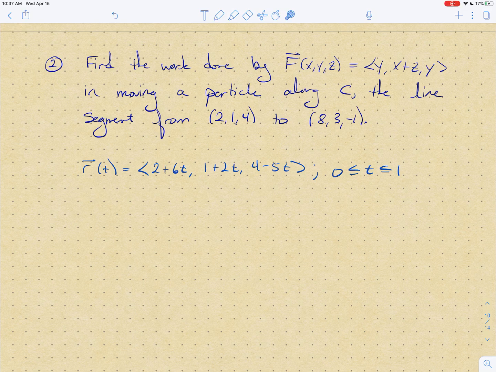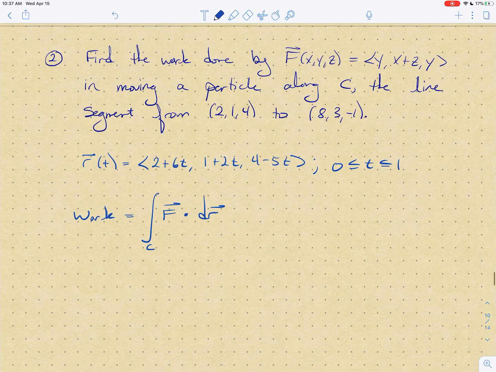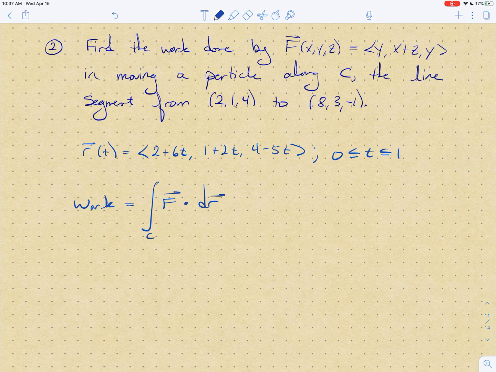Our next example asks us to find the work done by this vector field in moving a particle along this line segment. Here they don't actually give you the line integral symbol, but that's okay. We know that the work done by the vector field can be interpreted as the line integral along C of F dot dr. It's always nice to write down what we want symbolically.